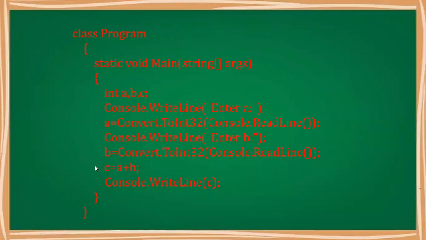Then obviously we have done the normal addition, c is equal to a plus b, and then we are demonstrating to the user the final calculation with Console.WriteLine c. Remember here, students, both the methods we have learned here, Convert.ToInt32, this is the built-in method, okay, ToInt, ToChar. We have seen that method in previous lecture. We are making use of them.